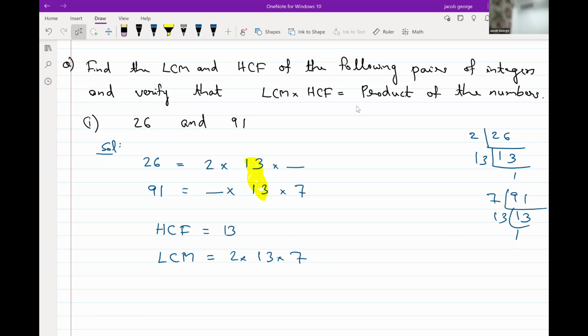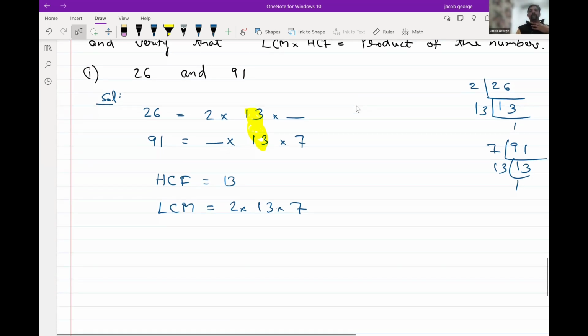For LCM, we multiply every prime. In case of common primes, if one of the powers is highest, that one is to be taken. So multiply this one: 2 into 13 into 7. What is that? 182. So this is the LCM. LCM is 182. So HCF is 13 and LCM is 182.